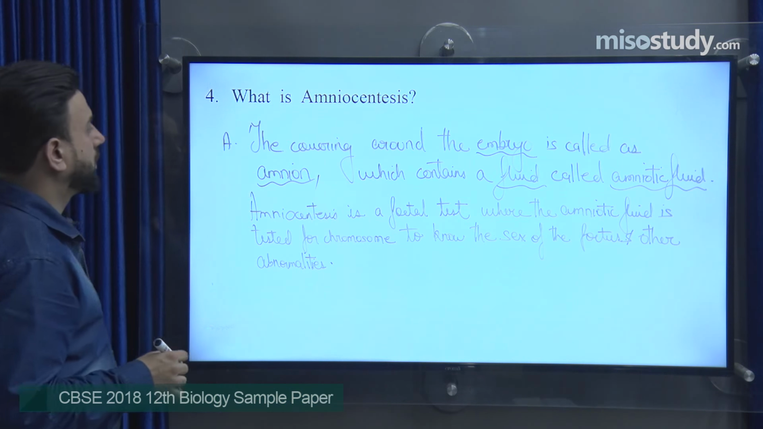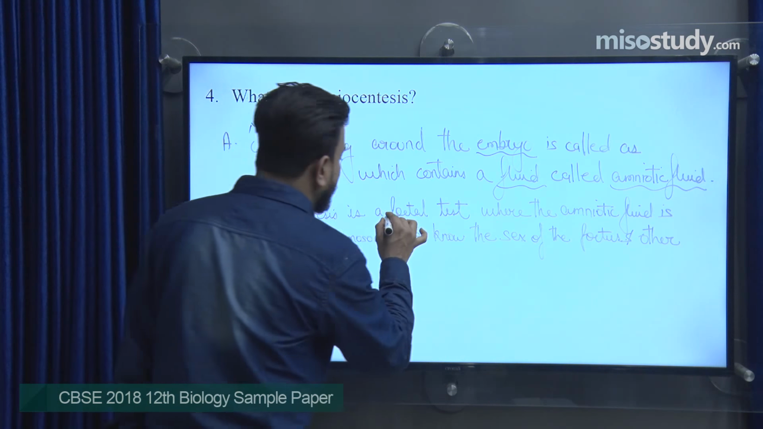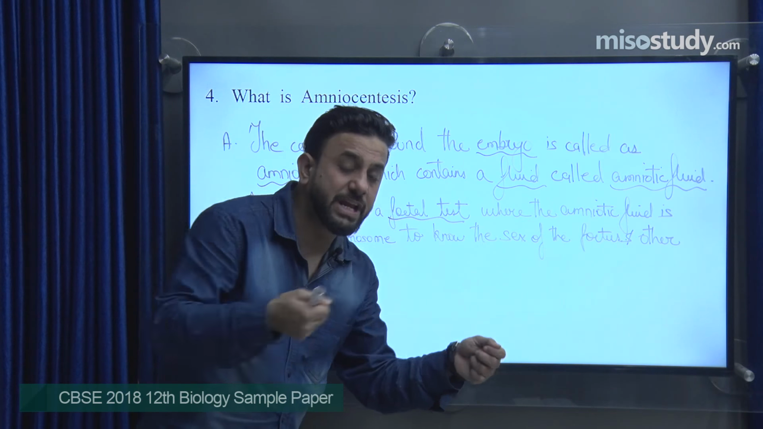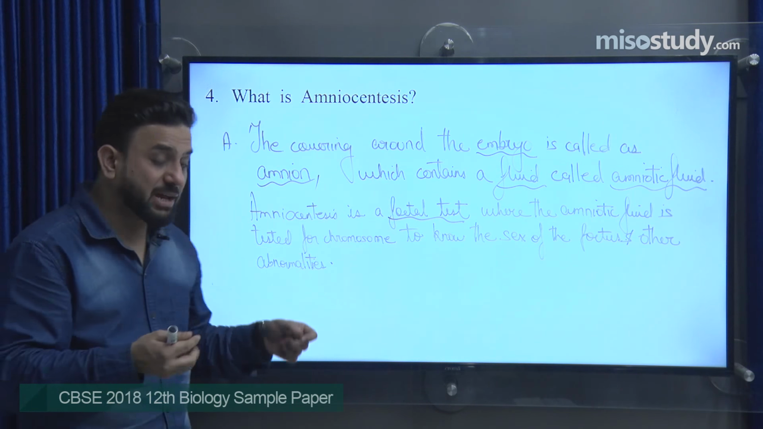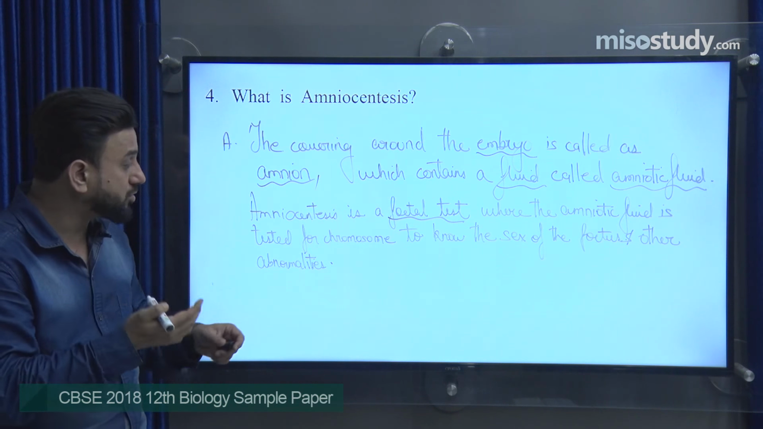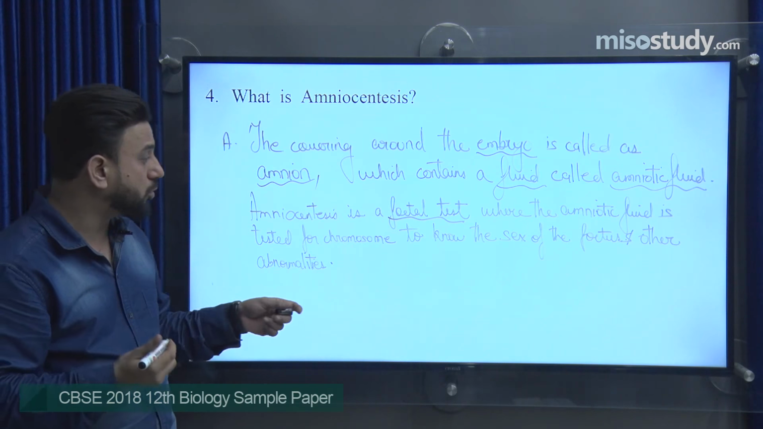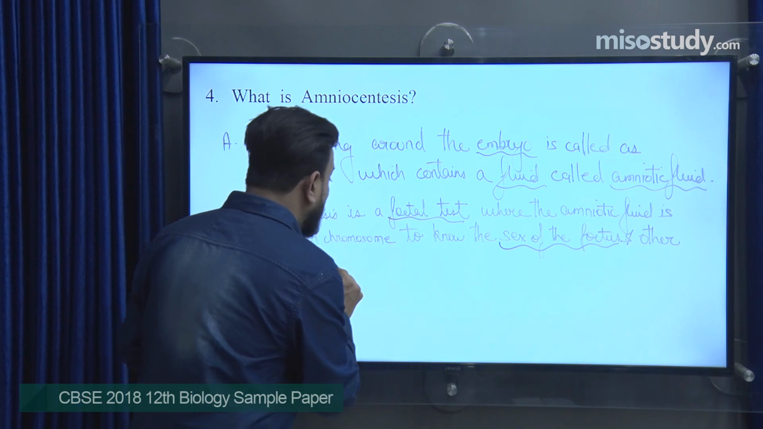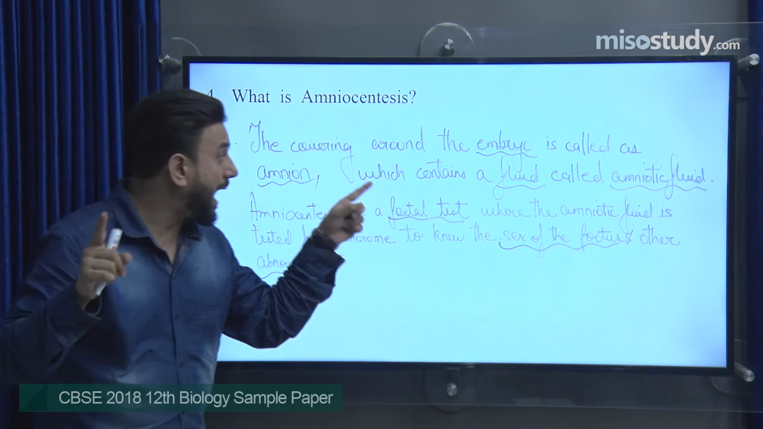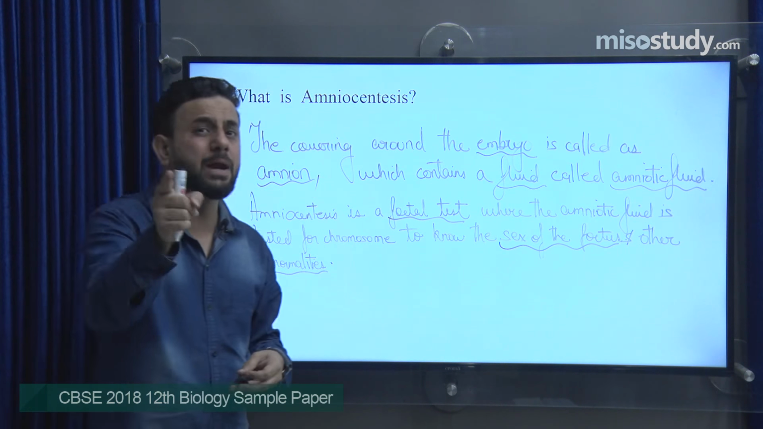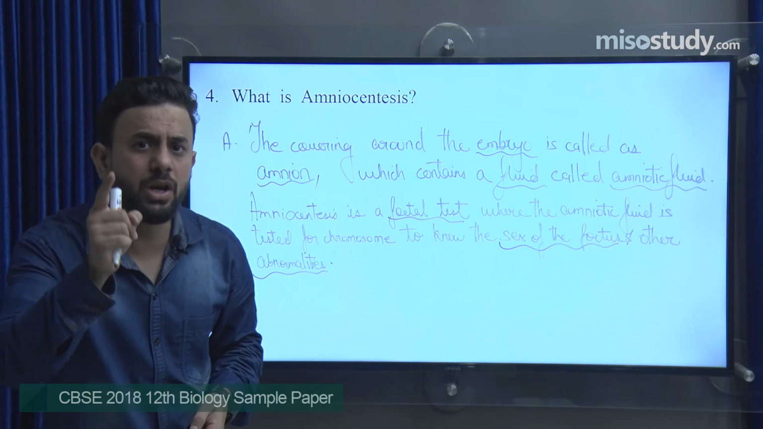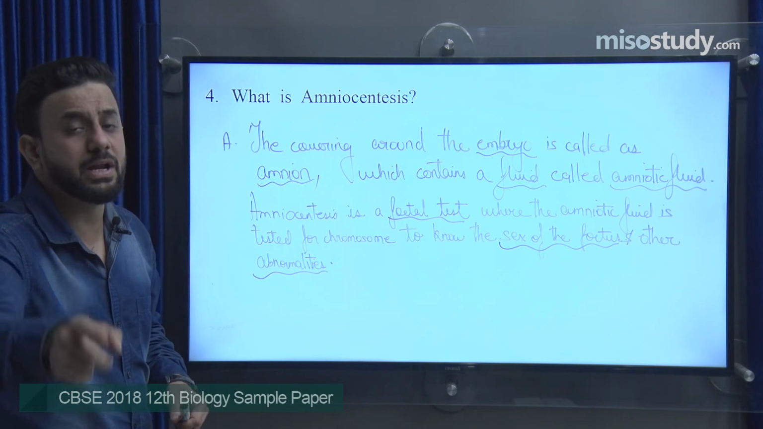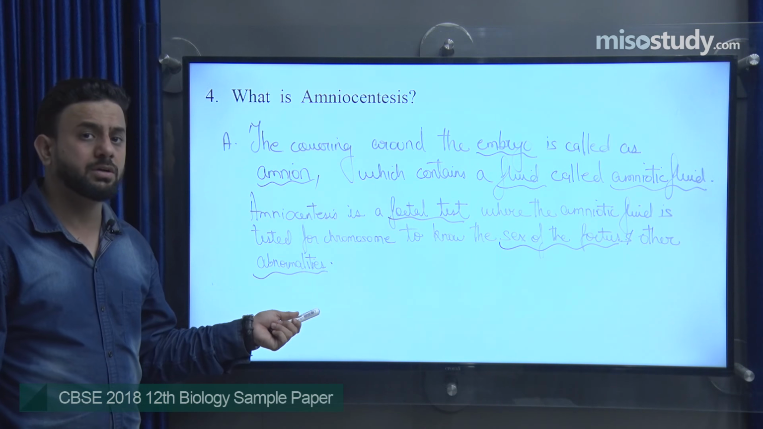Got it? So amniocentesis is a fetal test done in the fetus, where the amniotic fluid is taken out with a needle, and they check for the chromosome, because the amniotic fluid will have the chromosome, to know the sex of the fetus and other abnormalities. Knowing the sex of the fetus by amniocentesis is a banned procedure. You cannot do that, because both the male and the female have the right to live in this world.